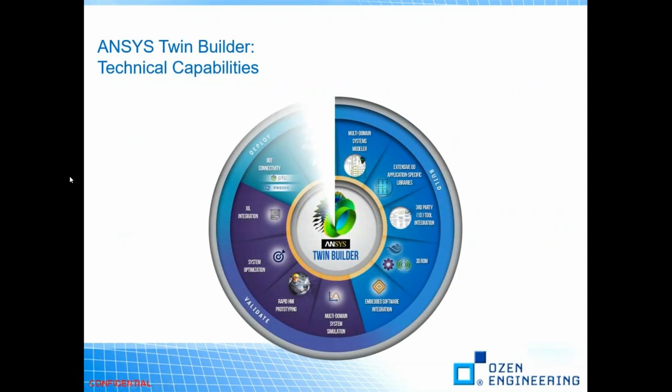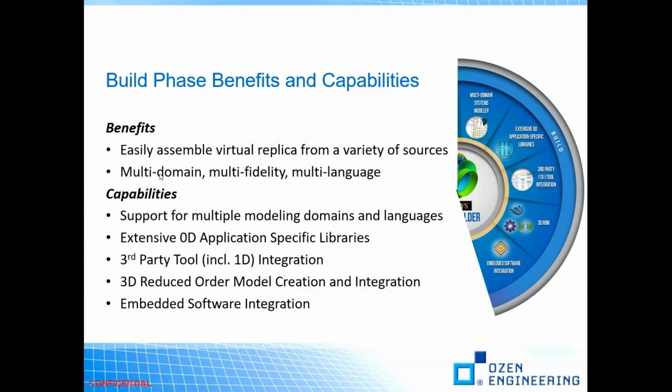A quick overview of the Twin Builder technical capabilities. Here we basically divide the capabilities into three phases: build, deploy, and validate. We'll go through each of these separately. First we have the build phase. The benefits and the capabilities are here.